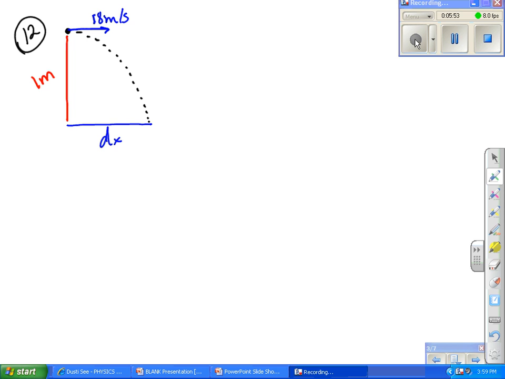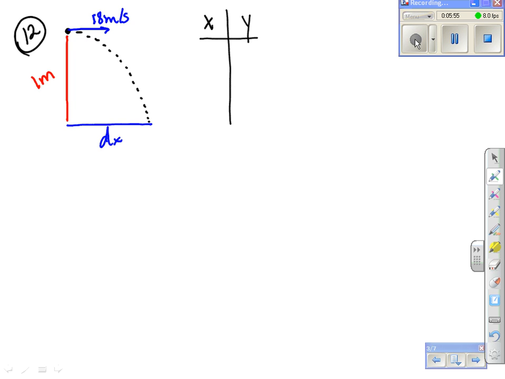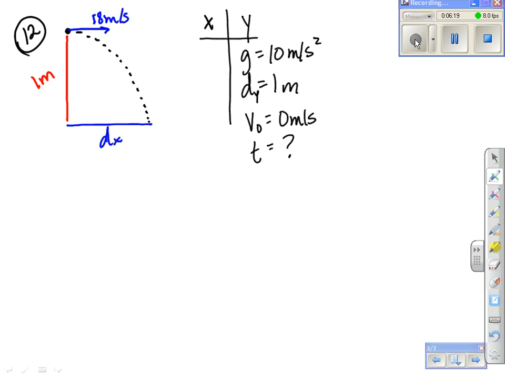So when we set up our X and our Y, down here, we know that gravity equals 10 meters per second squared because it's falling out of the window. We also know our distance is 1 meter for our y. We know our initial speed is 0 meters per second because we're just talking about half of the projectile. So its initial speed is 0 because it's going to gain speed as it falls. And then we could solve for time here. If we needed to, then whatever the time is here will be the time here.